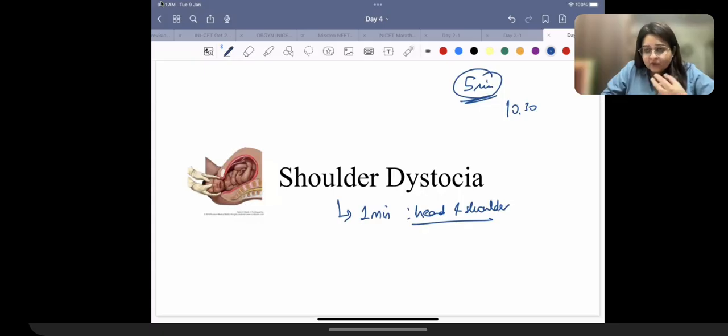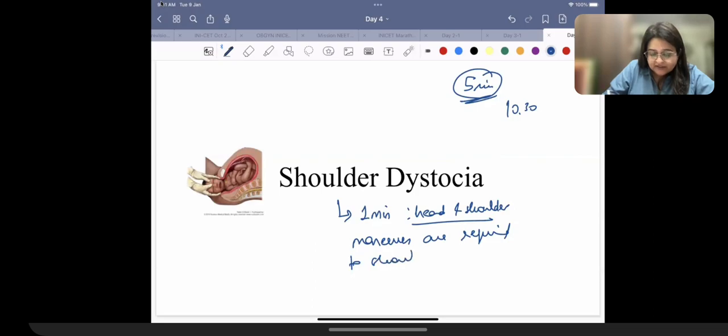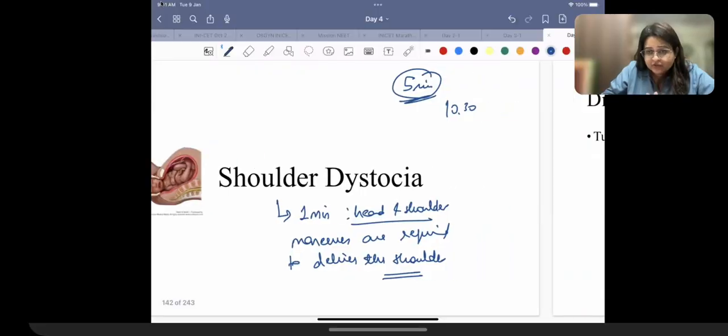The other, more practical definition is when maneuvers are required to deliver the shoulders. Normally the shoulder doesn't come out. Normally, what happens is, when the head comes out, we wait for restitution, external rotation, and then we give gentle traction. The anterior shoulder comes out, and then the posterior shoulder. But if maneuvers are required to deliver the shoulder, then it is called shoulder dystocia. Okay. So this is shoulder dystocia.